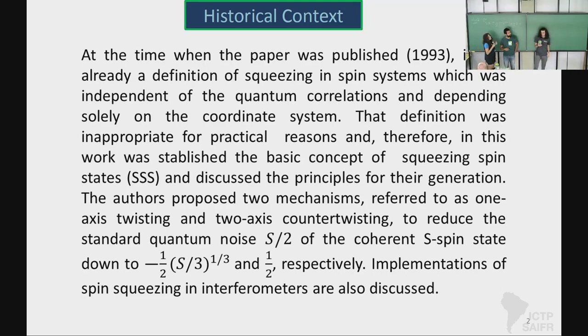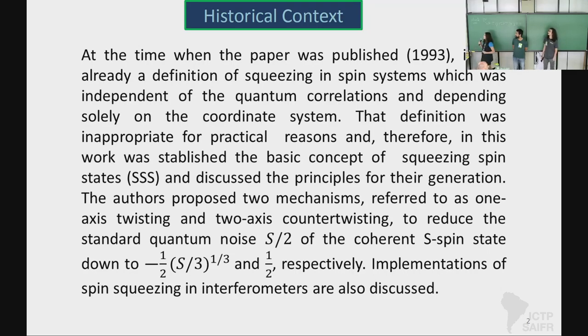Okay, historical context. At the time when the paper was published, there was a definition of squeezed spin states which was independent of the quantum correlation and dependent solely on the coordinate system. That definition was inappropriate for particle correlation, and therefore in this work the basic conception of squeezed spin states was established, and the principles for their generation were discussed. The work proposed two mechanisms referred to as one axis twisting and two axis counter twisting to reduce the quantum noise.